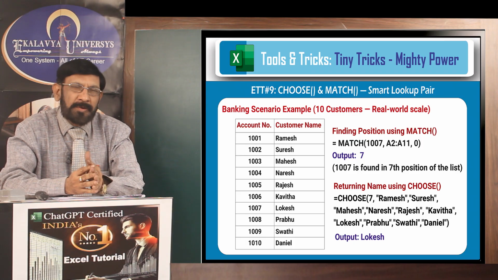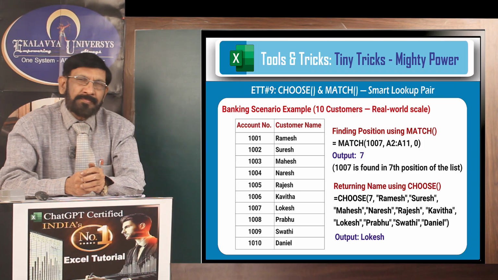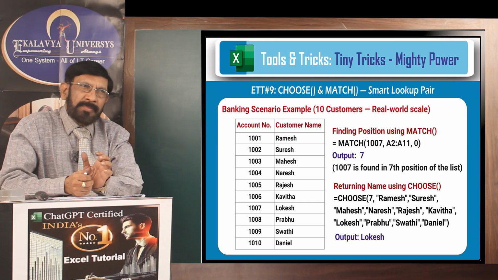In this, I have given a table. Two columns are there. In the first column, account numbers are there. In the second column, customer names are there.